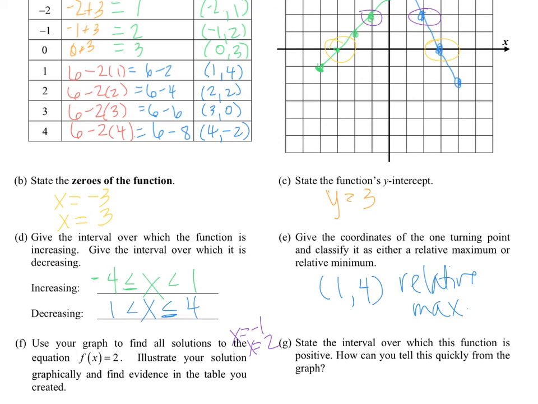And the last question on this part, state the interval over which this function is positive. So we want to know, where is it positive? So where is it above the x-axis? So it's above the x-axis. We're going to go ahead and keep the x. We don't include -3 because that's on 0. And we don't include +3 because it's on 0. But everywhere that x is between -3 and 3, the graph is above the x-axis.